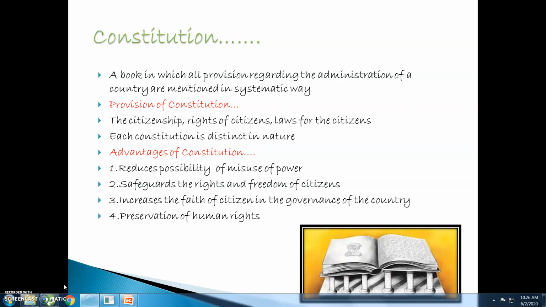Fourth point, preservation of human rights. All of us have some birth rights. For example, all of us have the right to live. All of us have the right to take education. When we cross the age of 18, all of us have the right to vote in the elections. These are all called human rights. Since all these rights are written in a book for the country, it helps to preserve the human rights of the citizens of India.